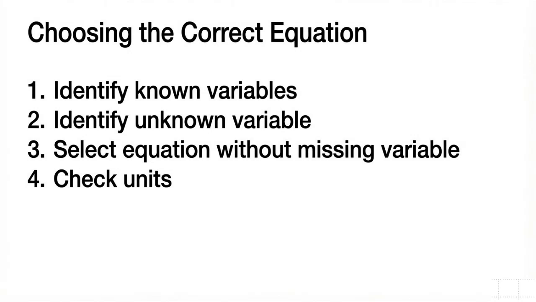Then, determine which variable you need to find. After that, pick an equation that includes all the known variables but does not leave out the unknown one. Finally, make sure the units of measurement in your equation are consistent and work together correctly. This approach helps ensure you select the best equation for your specific problem.